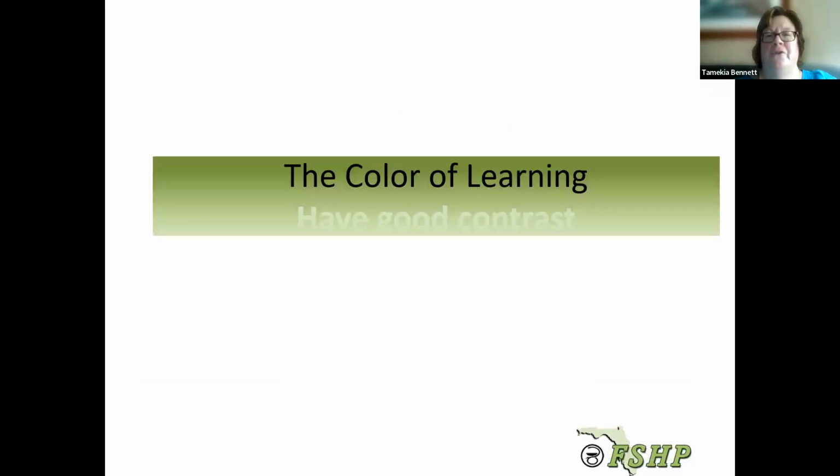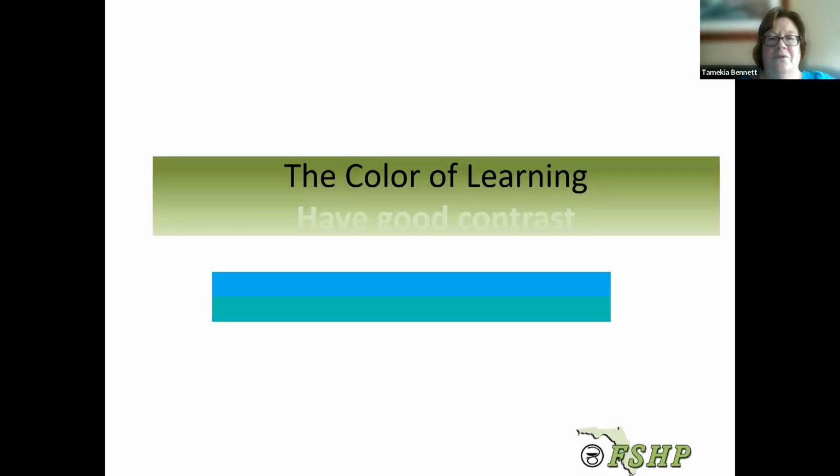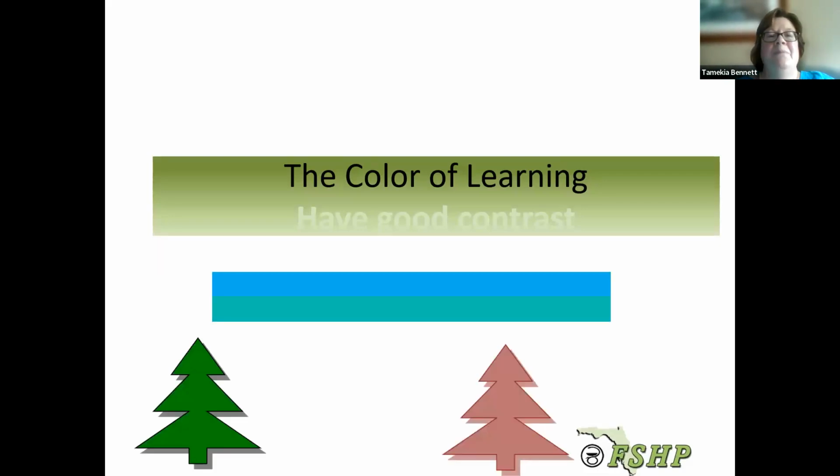So I'd like to come full circle now and tackle the color of learning. As you can see demonstrated here, have good contrast, and that is one of the rules of the color of learning. And the next rule is people will remember things if the color matches the color in life.